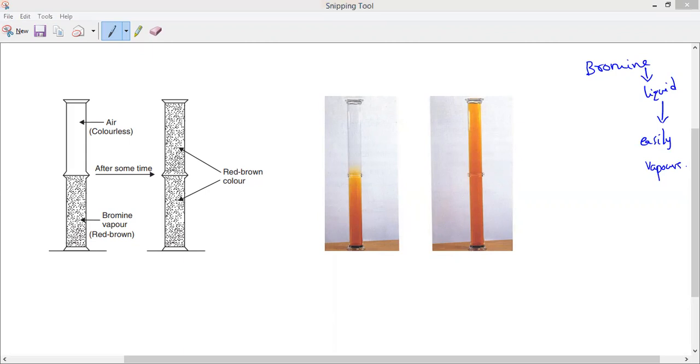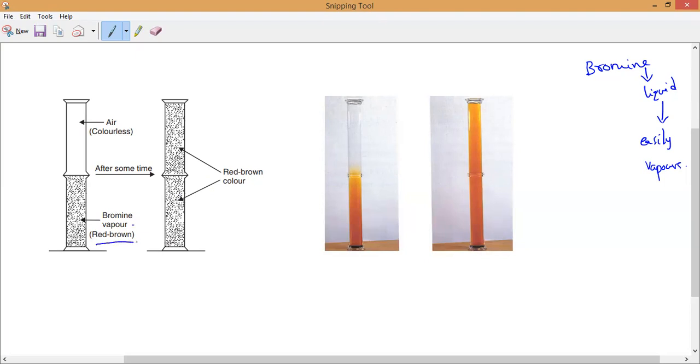So what do we have to take? Take a jar full of bromine vapors and invert it into another gas jar. Invert it into another gas jar containing what? One is containing bromine gas. You can see one is containing bromine.